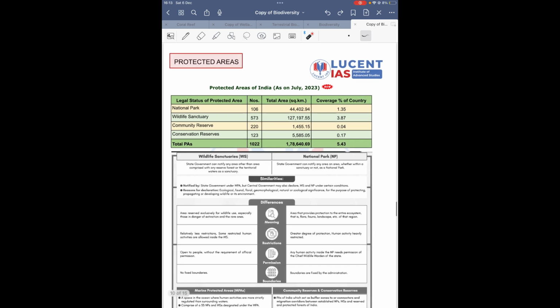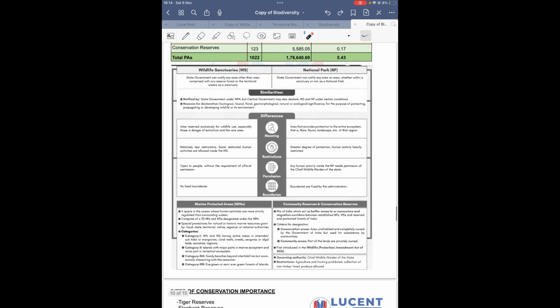Next, let us see the protected areas. As per 2023 data, we have 106 National Parks, 573 Wildlife Sanctuaries, 220 Community Reserves and 123 Conservation Reserves. Mainly, the difference between a Wildlife Sanctuary and a National Park: wildlife sanctuaries have a lesser degree of protection as compared to national parks. National park boundaries are sacrosanct. You cannot alter these boundaries.